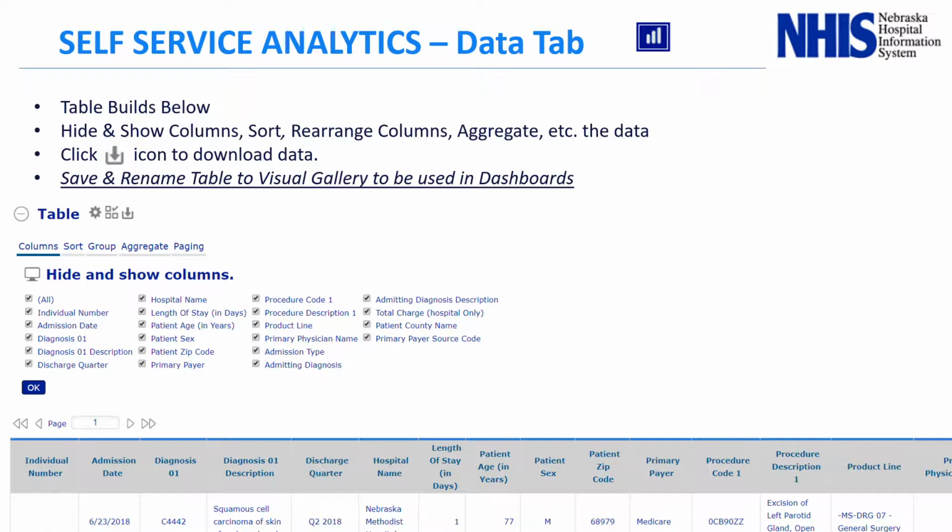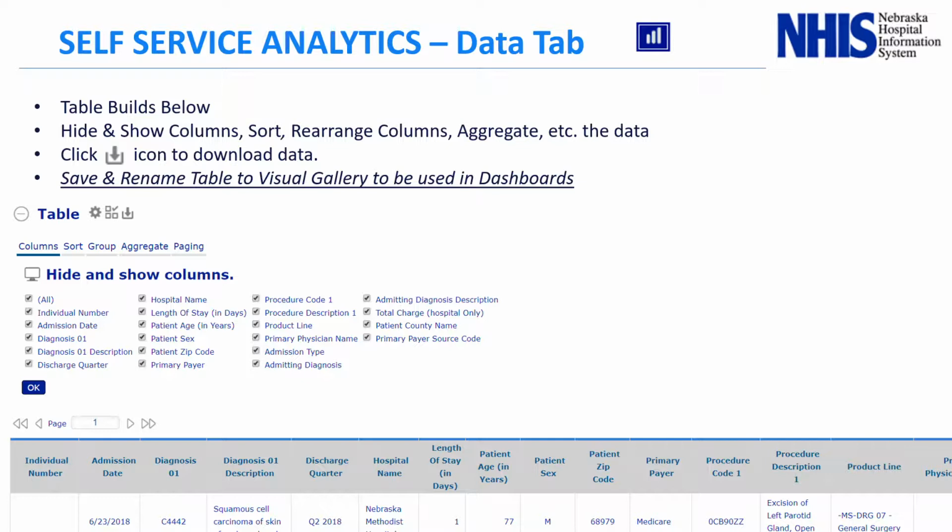Once I have my data tables laid out, I can click the download icon if I wanted to download that entire data set. But I'd rather have you guys filter on that first, which is the next section.